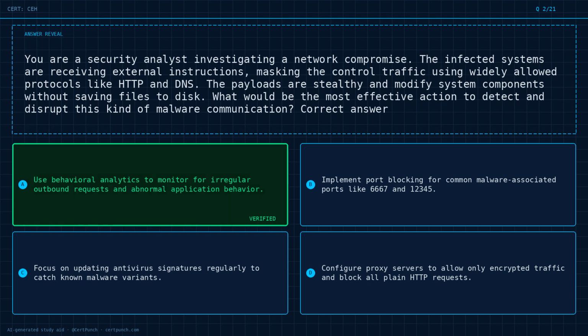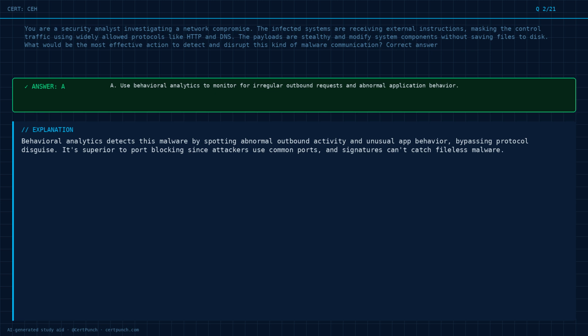The answer is option A. Exam logic: behavioral analytics detects this malware by spotting abnormal outbound activity and unusual app behavior, bypassing protocol disguise. It's superior to port blocking since attackers use common ports, and signatures can't catch fileless malware.